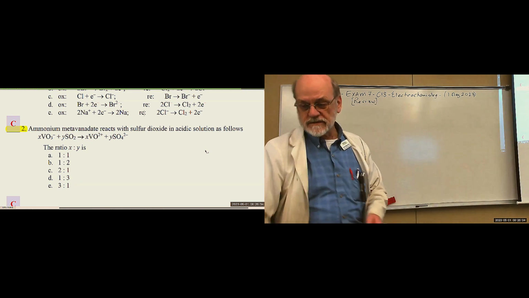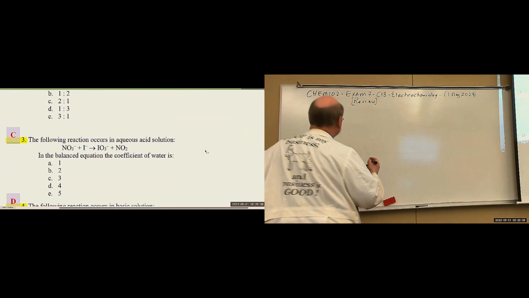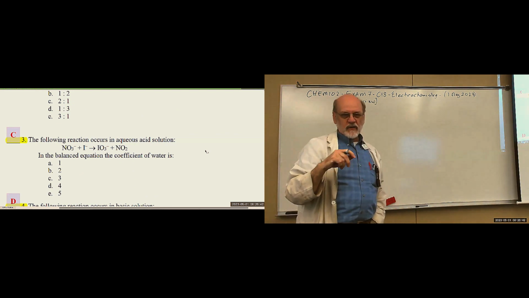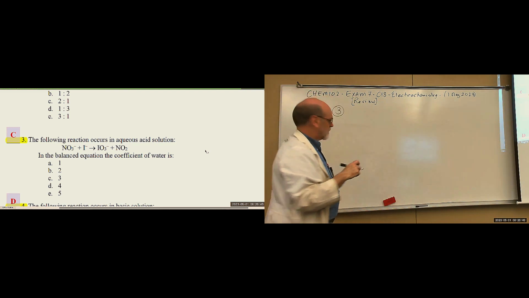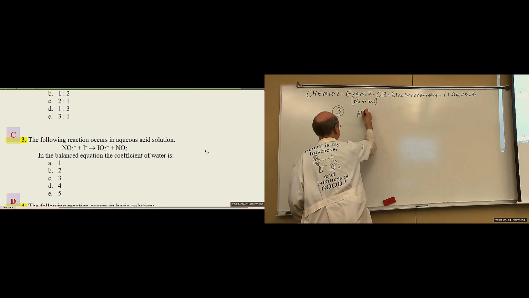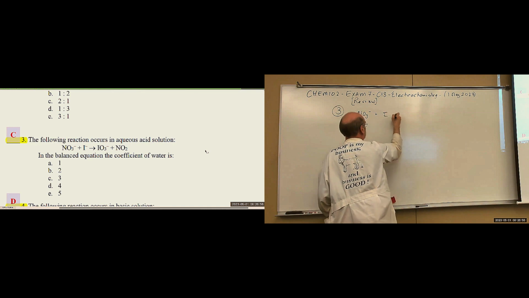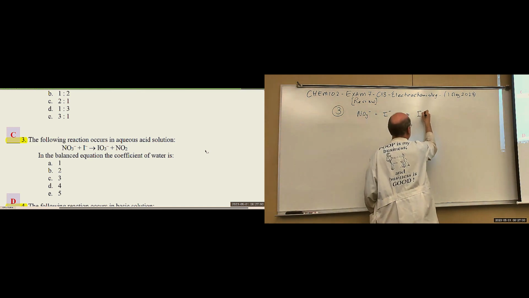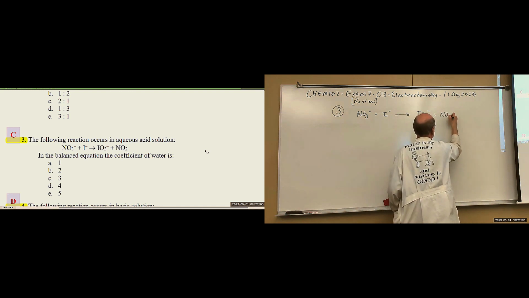That was 2. Let's see, how about 3? The following reaction occurs in aqueous acid solution. In the balanced equation, the coefficient of water is. Okay, we've got a nitrate ion. Is that an iodide? Yep. And it goes to iodate ion and nitrogen dioxide.